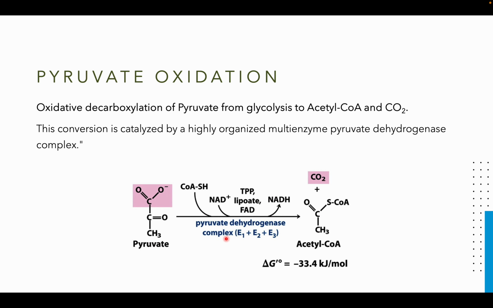As you can see, this is a complex of three different enzymes and it involves different substrates. Here you can see the pyruvate, which is a 3-carbon molecule. It gets oxidized to the 2-carbon molecule acetyl coenzyme A and releases a CO2 molecule. And then this 2-carbon molecule enters the TCA cycle.